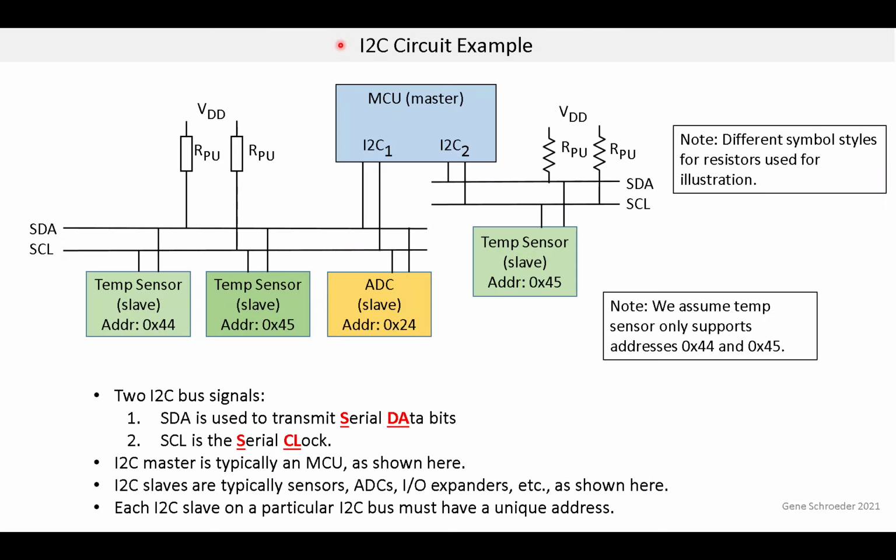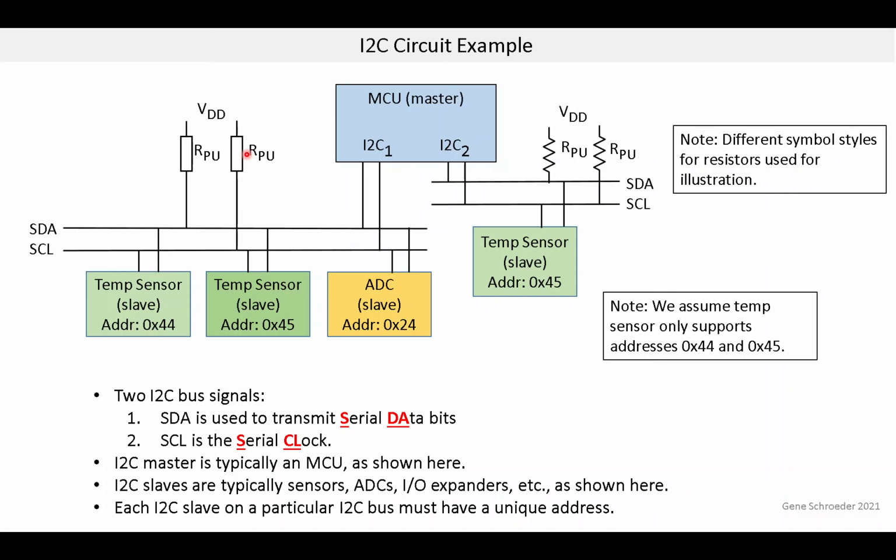Here we show an example of an I2C circuit. Let's imagine this is a controller for a refrigerator. We have an MCU and 4 other I2C devices, 3 temperature sensors and an A to D converter. You'll notice that there are 2 I2C buses on this board, and we'll talk about the reason why in just a minute. Each bus has 2 signals, and these signals are open drain, as we just discussed, and they have pull-up resistors.